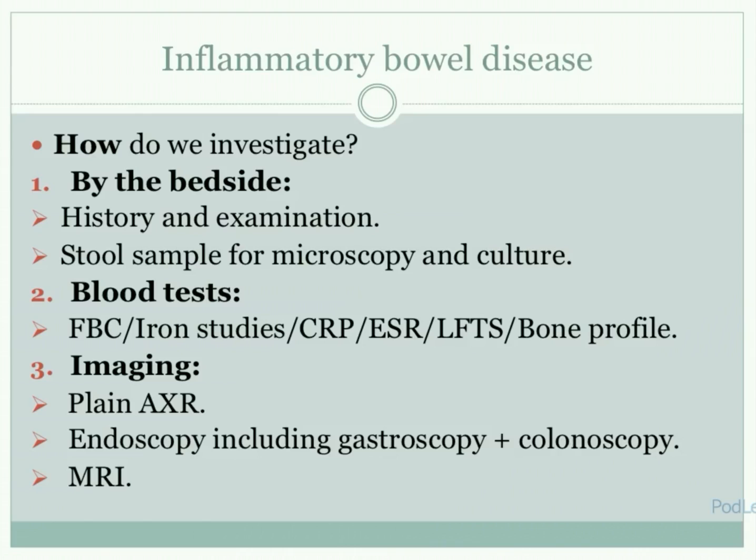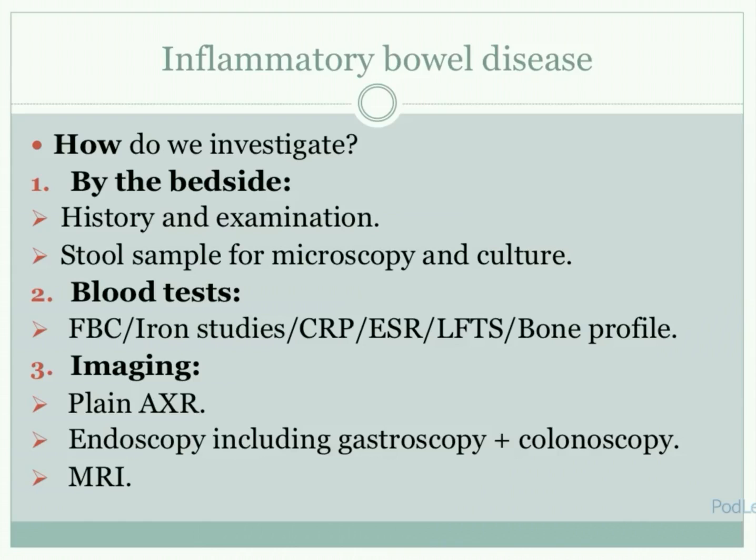In addition to the FBC, we can do CRP and ESR, which will give us a marker of inflammation going on within the body. LFTs offer an idea of whether there is any hepatic impairment going on, and it will also give us an albumin, which is a good marker of active disease process, and in active Crohn's the albumin will tend to be low. We can also do a bone profile, as Crohn's patients tend to be deficient in calcium.